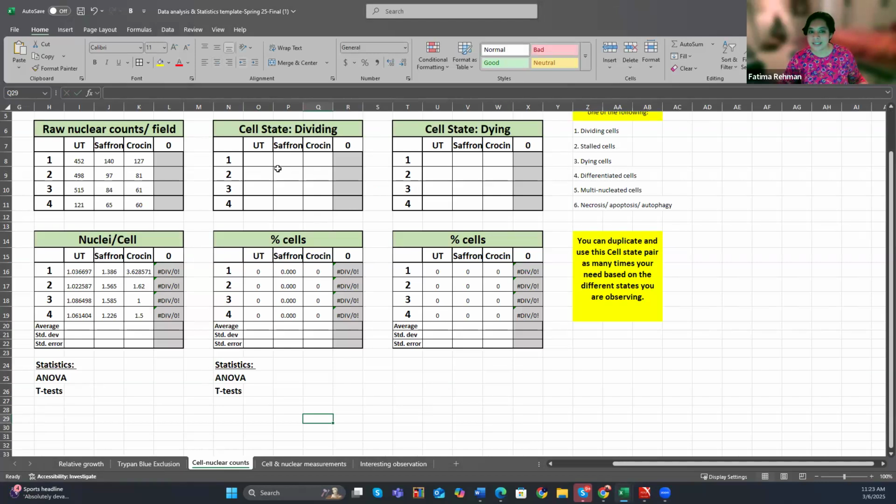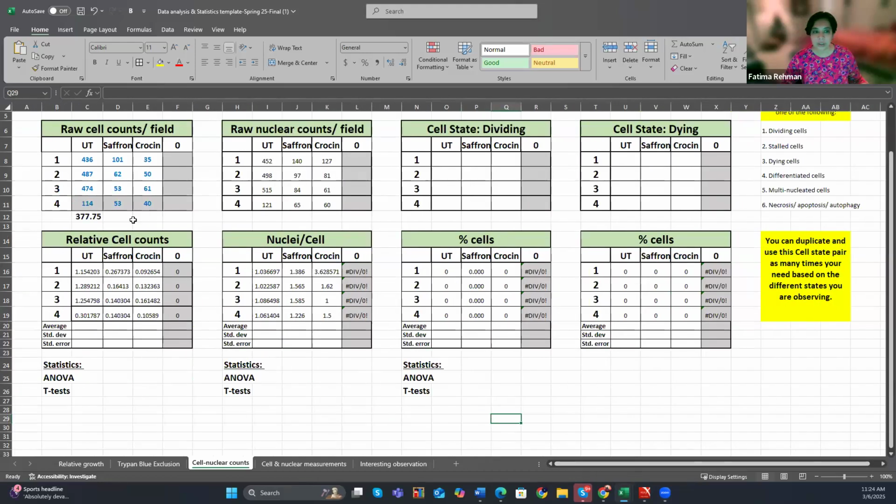Over here, you're going to decide, again based on your hypothesis, whether you care about the cells that are dividing, or the cells that are dying? Depending on that, you will only use the information for that side to run the ANOVA, t-test, and the graph, and make the conclusion. Everyone's going to do the first two, though. Everyone's going to do the relative cell count and the nuclei per cell. Again, you're going to do the averages, standard deviation, and standard error. In this case as well, you are going to have n equals what?